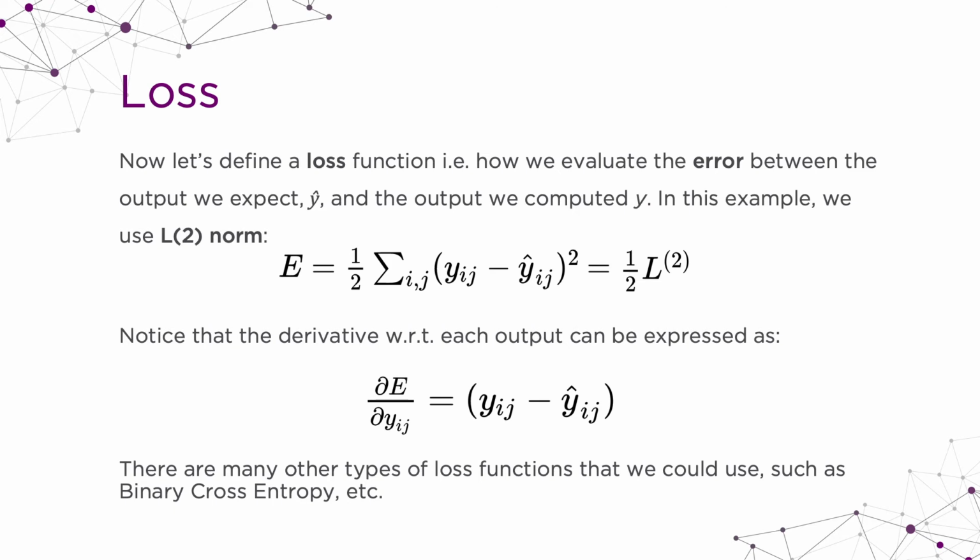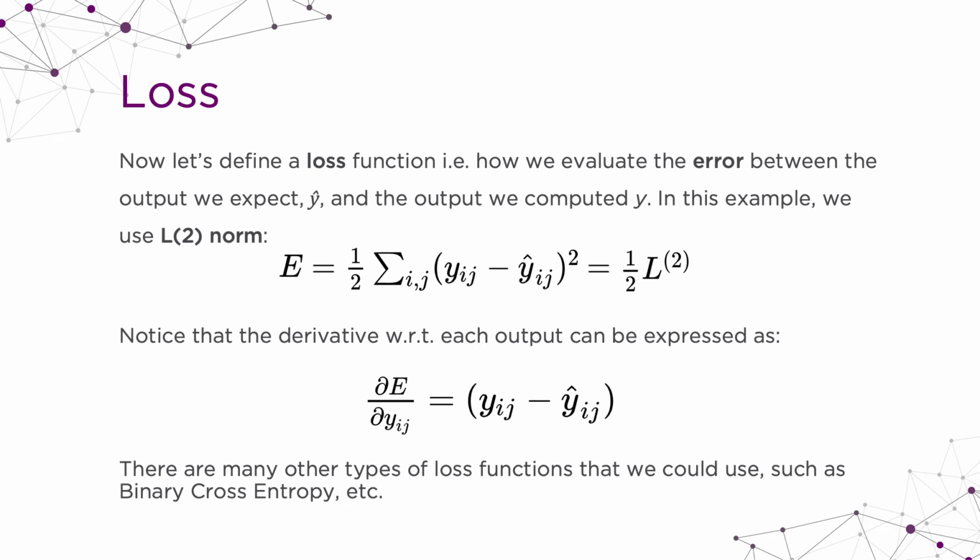Now we need to define our loss function. So what is the loss function we saw yesterday? It's how we evaluate the error between the output we expect from our network, here denoted y hat, and the output we computed, y. So our network gives us a prediction y, and we want to compare it with some kind of ground truth, which we know is the real reality of what these values should be. These are the values that we know to be the truth, and we provide them to the network.